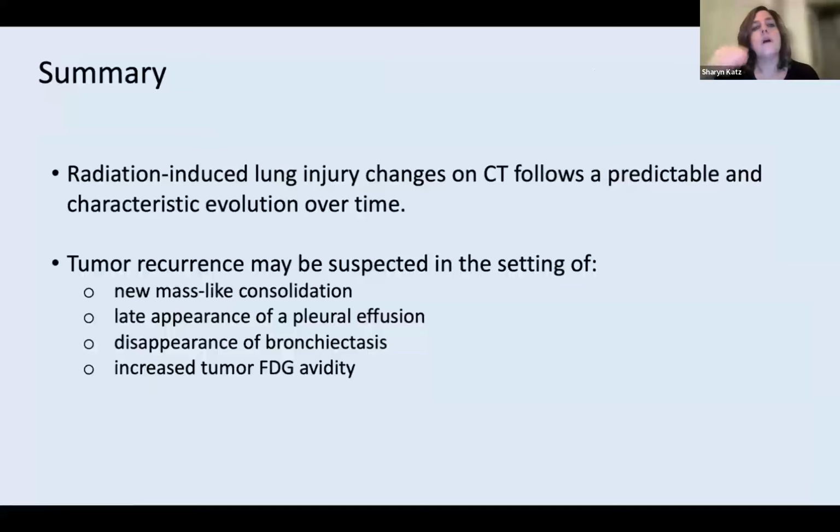All right, so in summary, radiation-induced lung injury changes on CT typically follow a predictable and characteristic evolution over time. The exact timing of that evolution may vary slightly from patient to patient, tumor to tumor, and modality of radiation, but it's a pretty predictable pattern. We suspect tumor recurrence when we see new mass-like consolidation, the appearance of a pleural effusion, disappearance of bronchiectasis where there was previously bronchiectasis within the fibrotic area, and new FDG avidity, particularly when you're outside of that early window of the first 2 to 3 months.